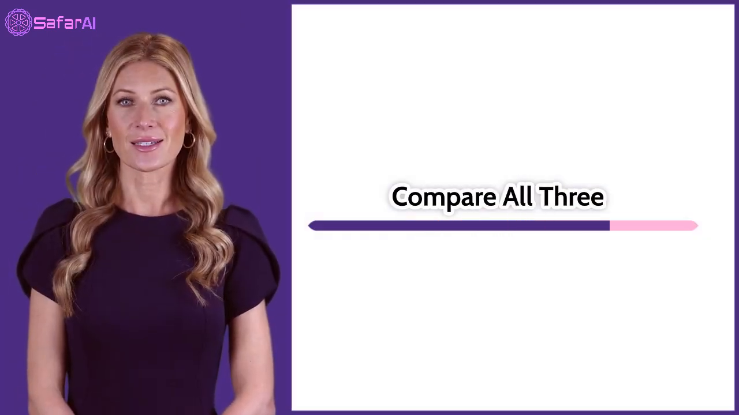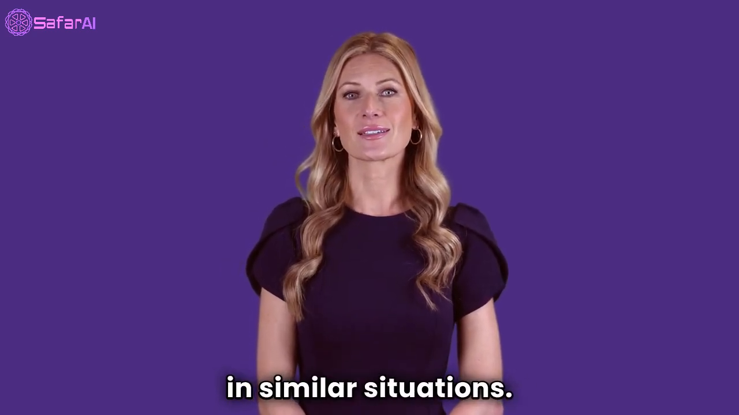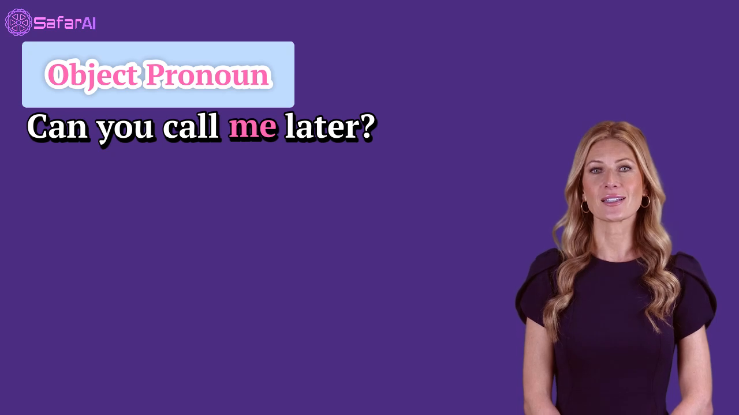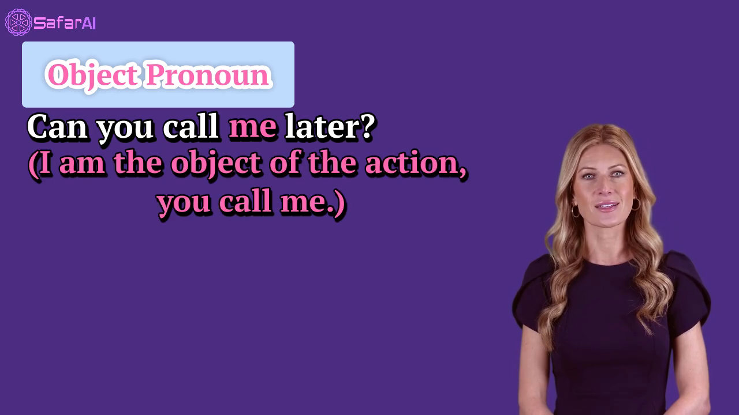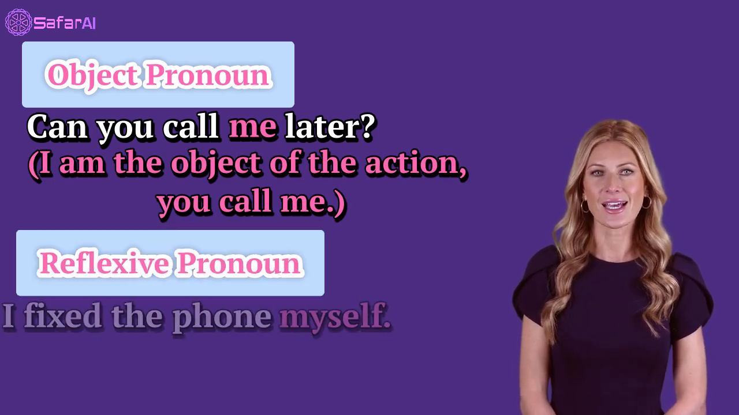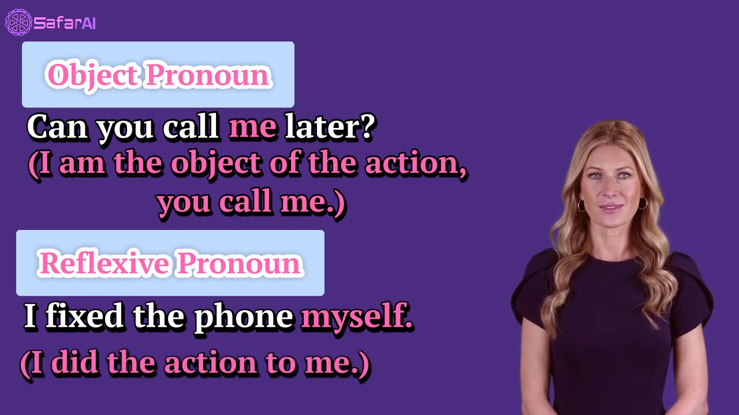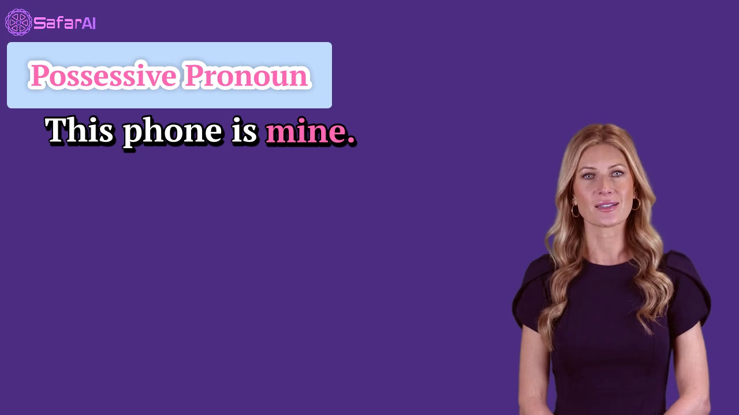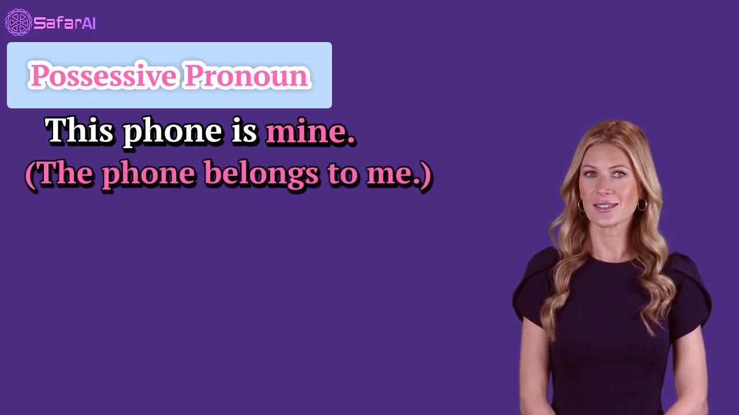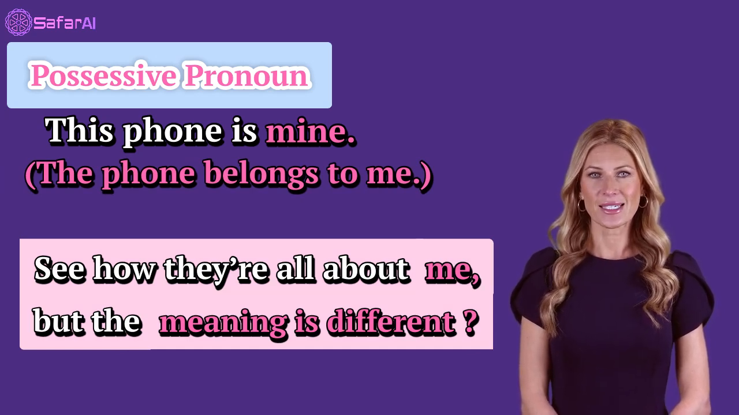Compare all three. Let's compare the three in similar situations. Object pronoun. Can you call me later? I am the object of the action you call me. Reflexive pronoun. I fixed the phone myself. I did the action to me. Possessive pronoun. This phone is mine. The phone belongs to me. See how they're all about me, but the meaning is different.